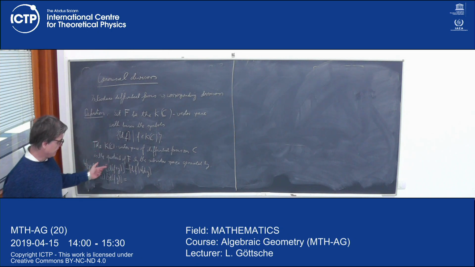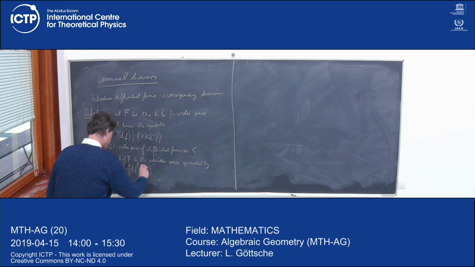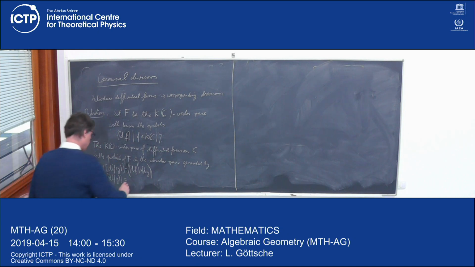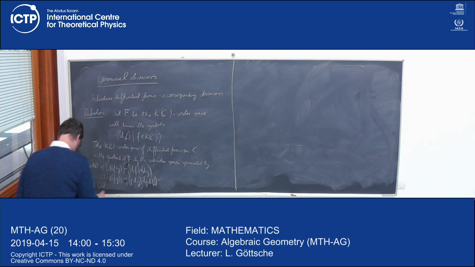So I divide by the subvector space generated by this difference: [d(fg)] minus f [dg] minus g [df]. And finally, we have just [da] for a in K, our ground field.